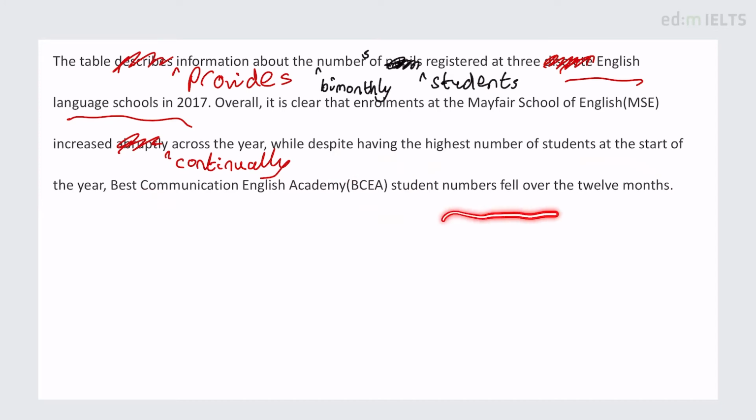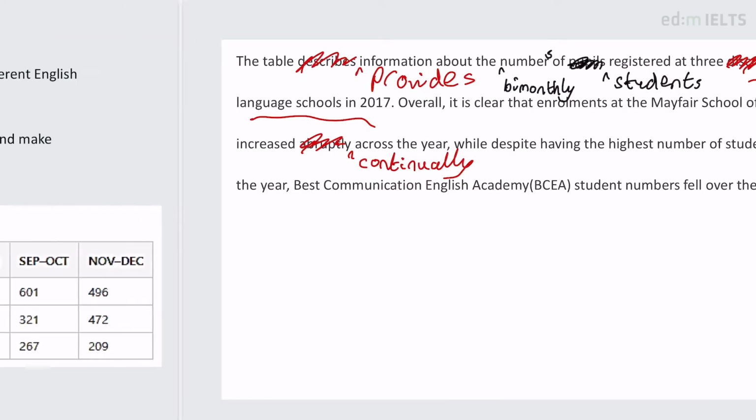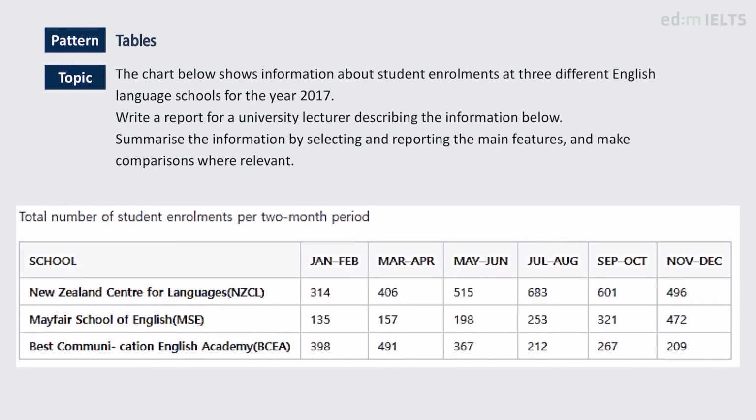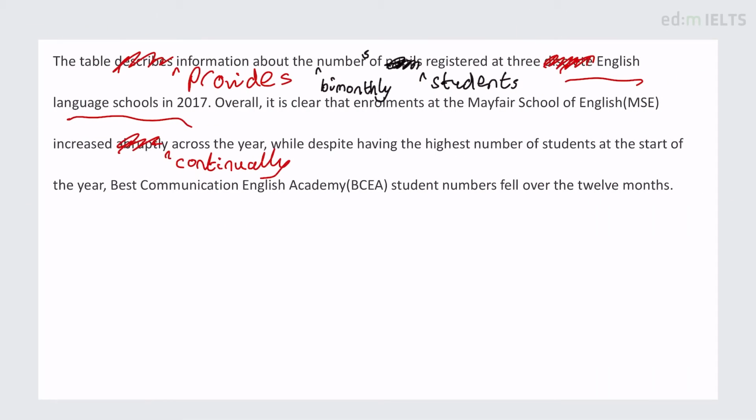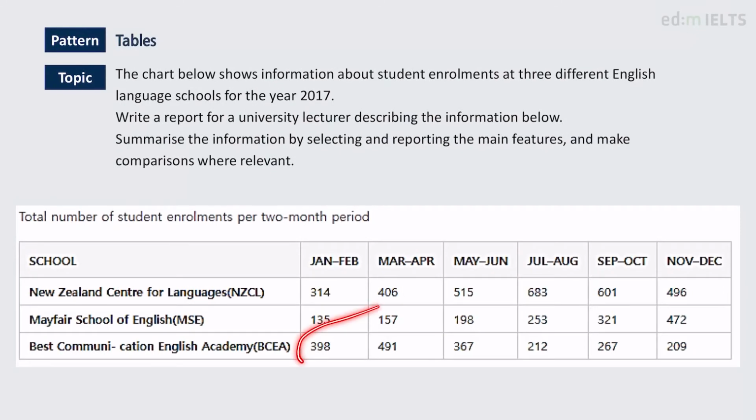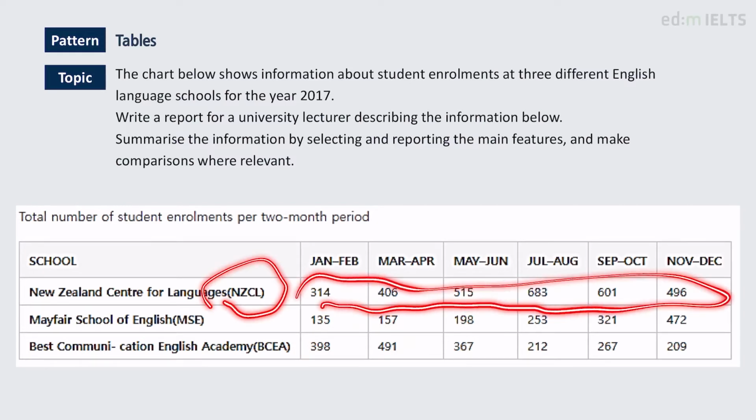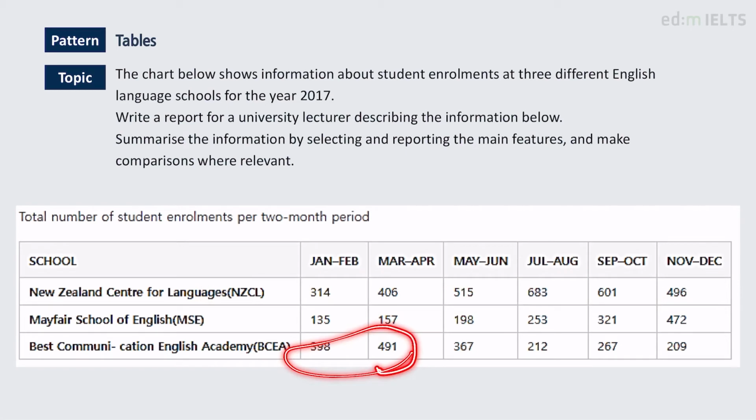BCEA student numbers fell over the 12 months. And again, that's true. Initially, the highest, higher even than NZCL, which had the highest overall numbers, but highest at the beginning. But then from here, numbers are dropping off quite significantly. And at the end of the year, they're the lowest.